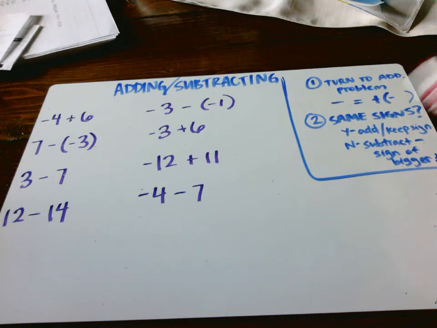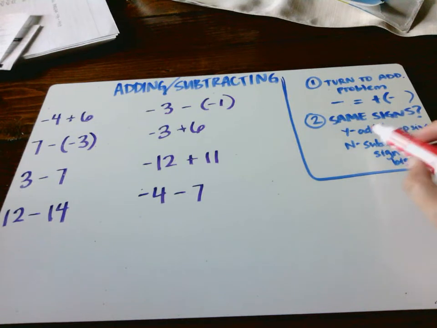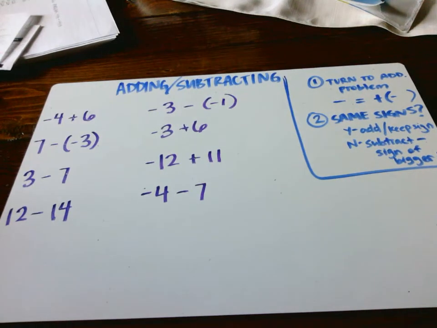Then you need to ask yourself, do these have the same signs? If they do, you add the numbers and keep the sign. If no, you subtract the numbers and keep the sign of the bigger number. So I have a few examples we're going to work through for you.